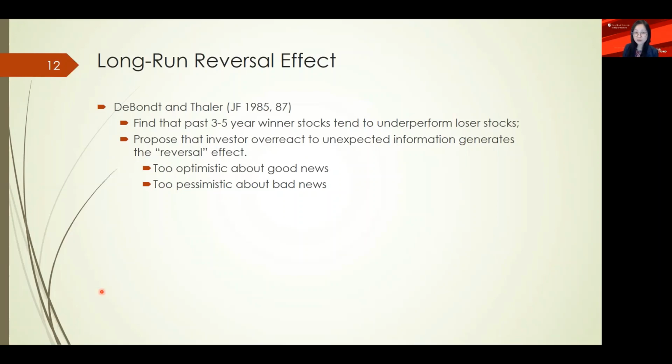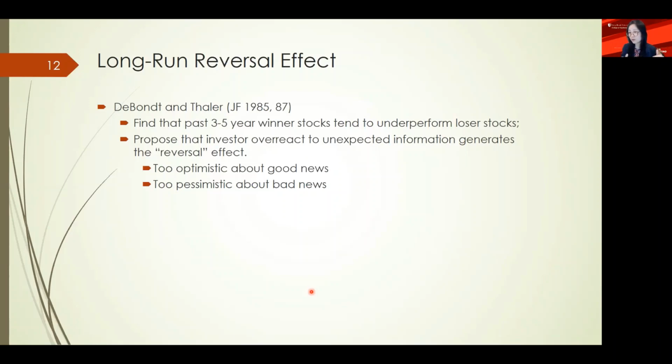Okay, and what they found in their 1985 and 1987 study, they show that if you look at past long-term returns, how do they define long-term? It would be 3 to 5 year historical returns of individual securities. They find that past long-term winner stocks tend to underperform past loser stocks. So there's a reversal effect. Historical long-term winners started to underperform historical long-term losers.